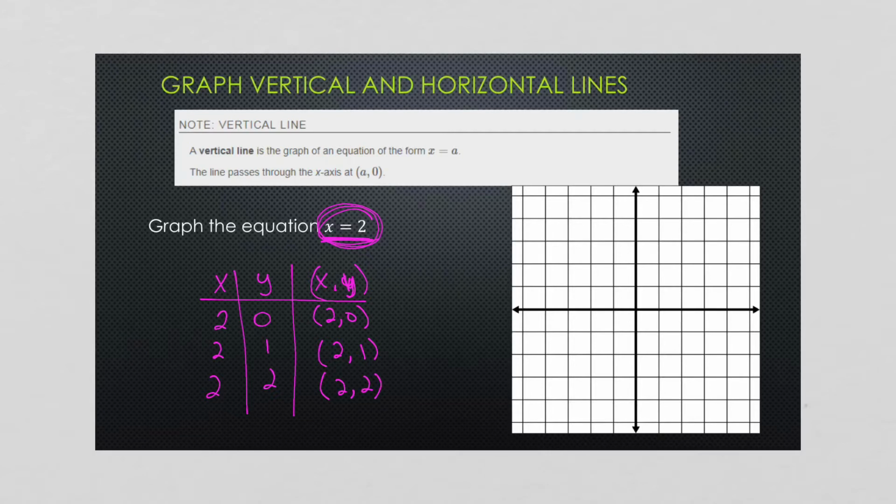And look what happens with this problem. 2, 0 is right here. 2, 1 is right here. 2, 2 is right here. Look at that. This is a vertical line. Notice that it crosses only the x-axis. It does not cross the y-axis. So this equation right here, x equals 2, is only allowed to cross the x-axis, and it crosses it at 2.